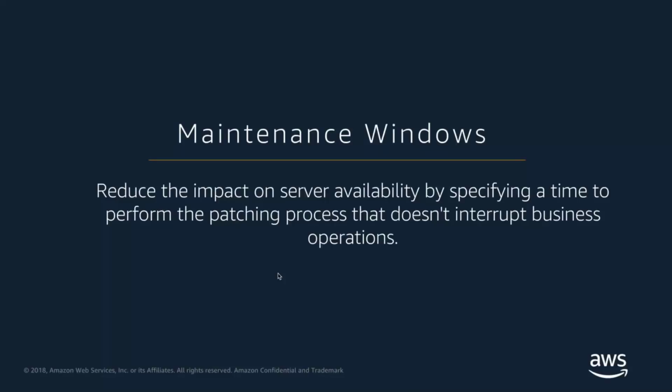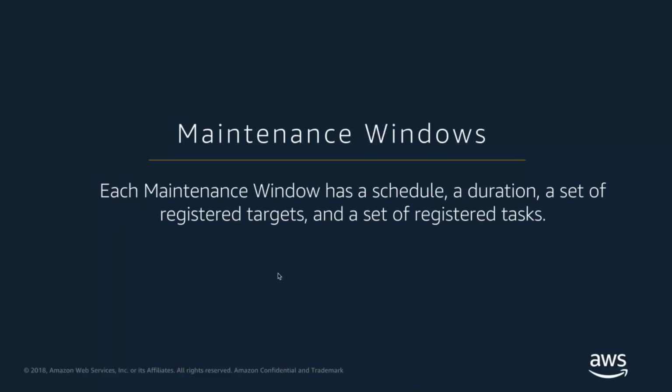Specifically, a maintenance window is going to have things like a schedule and a duration. It's going to have a set of registered targets and a set of registered tasks. We've already talked about how we grouped instances by patch groups. Those are our dynamic ability to target those instances by group. And then we're going to set up the other criteria, like how long the maintenance window should last, and how we want to proceed through the set of tasks.